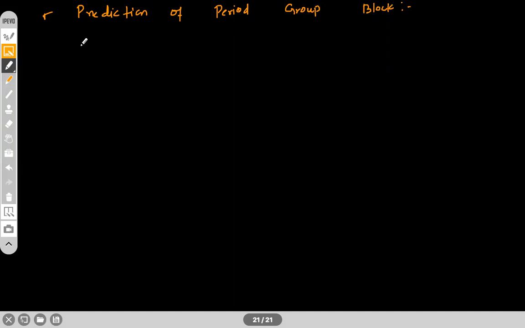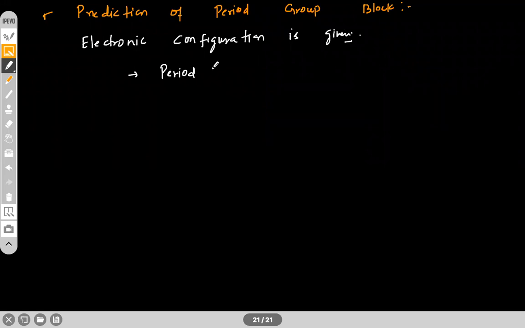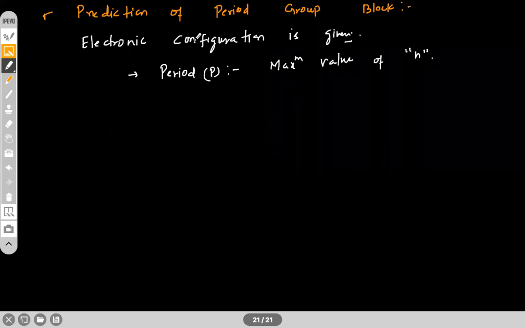Usually the electronic configuration is given in the question. The period is the maximum value of n. You can easily find the period for any element: in the electronic configuration, check the maximum value of n, and that is the period. Subshell means s, p, d, f, and that is the block.